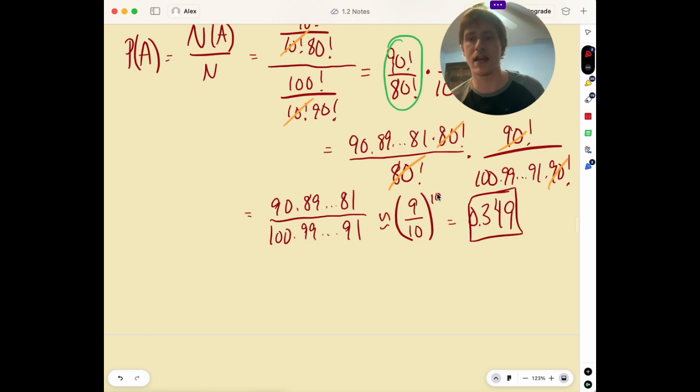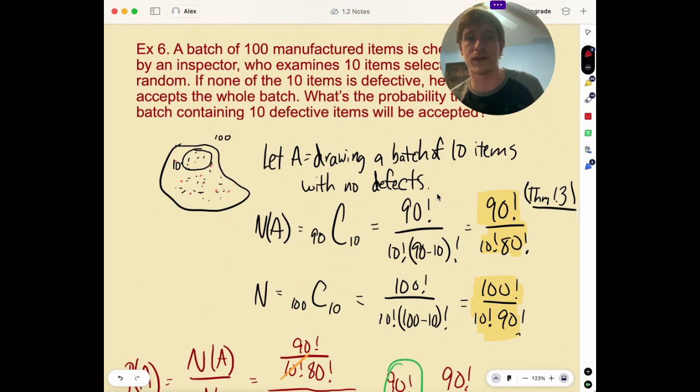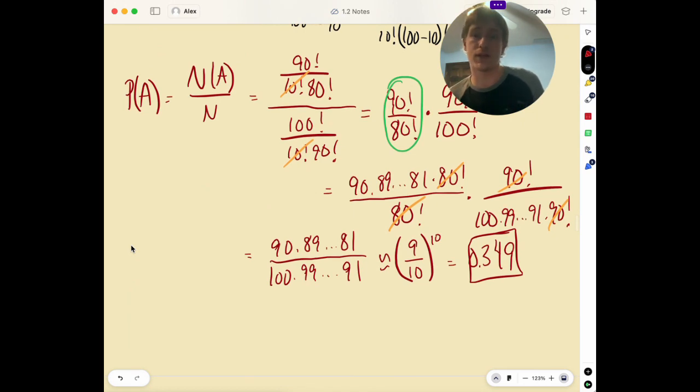So the probability is about 35% that we sample 10 good items if 10 out of 100 of them are defective. Or another way of saying that, since we know that 10 over 100 is 10%, if 10% of our items are defective, at least for this particular sample size, there's a 35% chance that we'll accept the batch because there are no defective items.